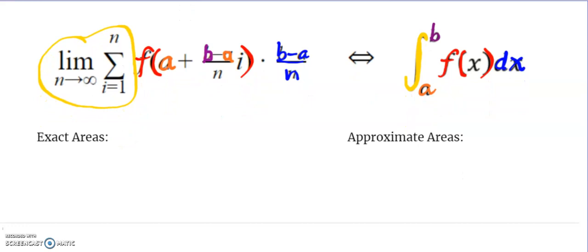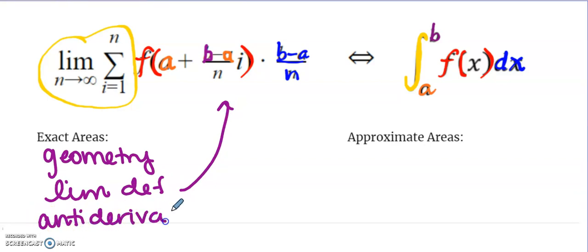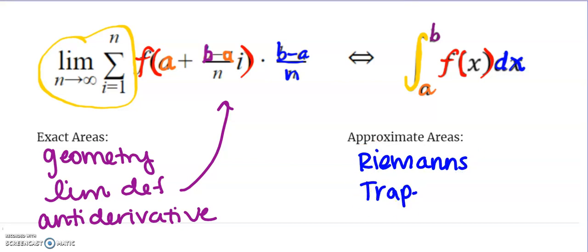Ways to find exact areas under a curve would be to use geometry, the limit definition, which is this thing up here, or the antiderivative shortcut, right? The fundamental theorem. Approximate areas are Riemann's and trapezoids. Okay, so those are not exact. Those are only approximations, usually most often when you're given a table of data.